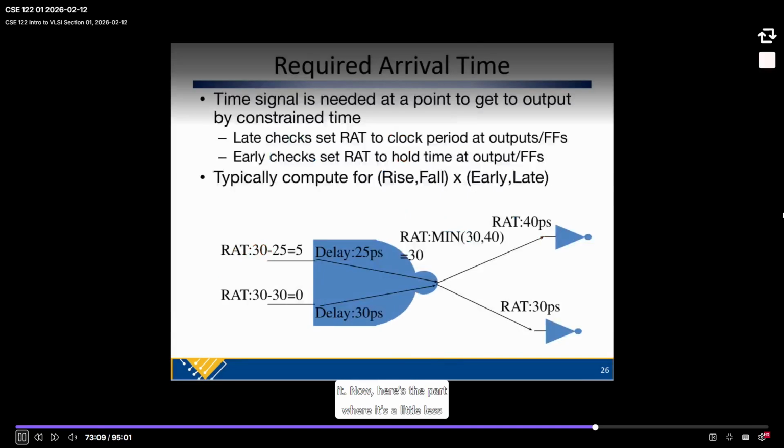Now, here's the part where it's a little less clear. Hold times are less clear, right? It's the same idea, but flipped around. We also want to compute something called a required arrival time. So what is a required arrival time?